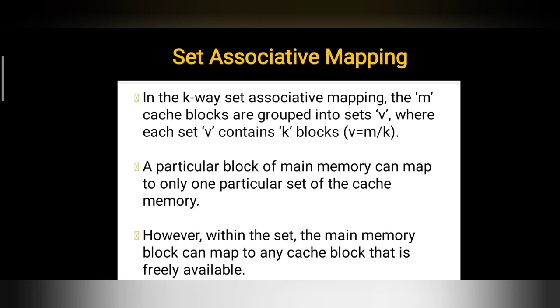Now, how is this mapping technique going to work? First of all, it follows the direct mapping technique, which says that a block of main memory can map only to a particular set of the cache, and hence we are going to use the same modulo function to perform this mapping. Afterwards, once a particular set has been selected, within a set, as I told you, there are k blocks, which means that my main memory block can be mapped to any of the available cache blocks within a set. Whichever block is free, it can be mapped.